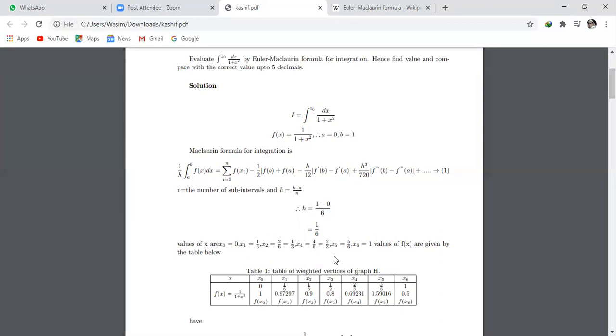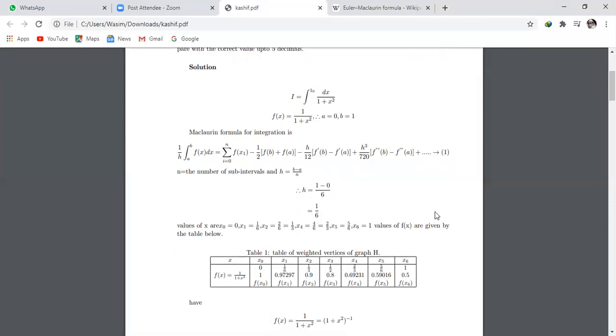We use these values x0, x1, x2, x3, x4, x5, x6 in this function, 1 over 1 plus x square, and we find out the value of f of x. We use x naught in this function to find the value of f of x naught, and likewise we use x1 to find the value of f of x1, and similarly up to f of x6.